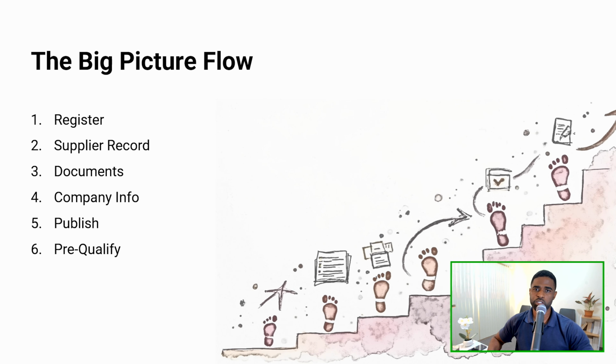Let's start with the big picture. The OPR Depository follows a left to right flow. You register as the main user, you create a supplier record, you upload and assign documents, you populate company information, then you publish. And only after you publish do you request pre-qualification. The most frustration comes from doing these steps out of order. What I'll be showing you on these slides is how each step actually looks inside the system and what to pay attention to at each stage.